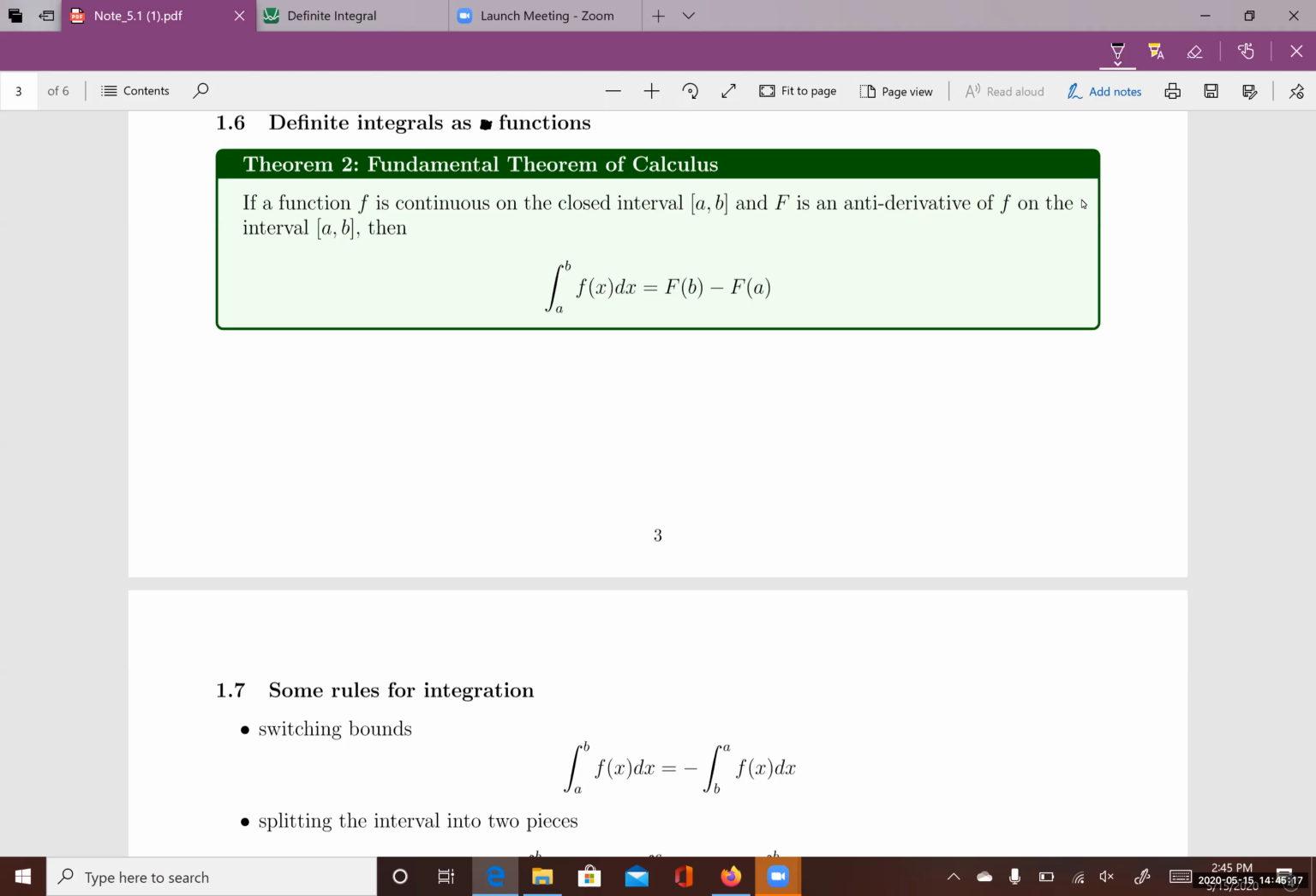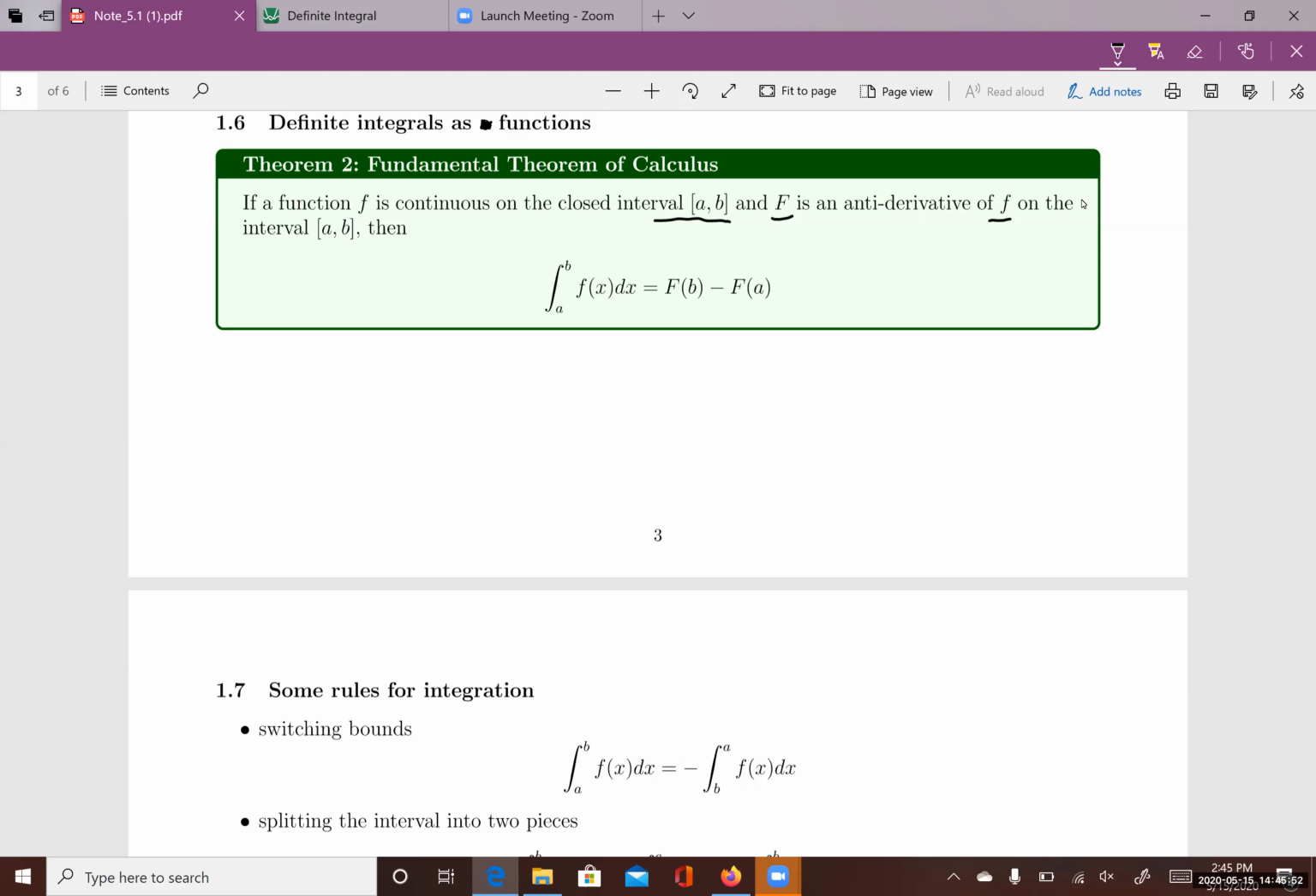If you have a function f that is continuous on a closed interval from a to b, and big F is an antiderivative of f on the closed interval from a to b, then the integral of the function f of x from point a to point b is equal to big F of b minus big F of a.